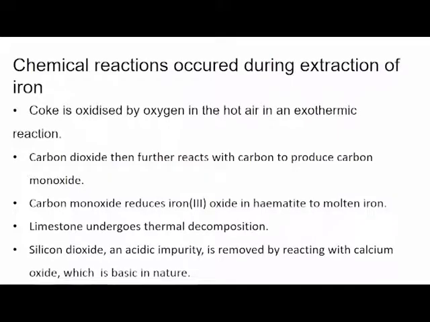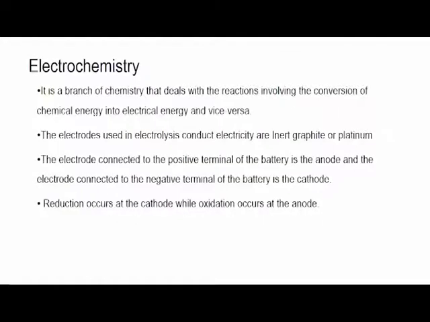As for the function of limestone in this process, limestone undergoes thermal decomposition and forms calcium oxide and carbon dioxide. The function of adding limestone in the process is simply to remove impurities. Calcium oxide that is formed as an end product of the decomposition of limestone reacts with sand, which is silicon dioxide and is part of the iron ore, and then they form what we call calcium silicate, which is now the waste material formed during the process.